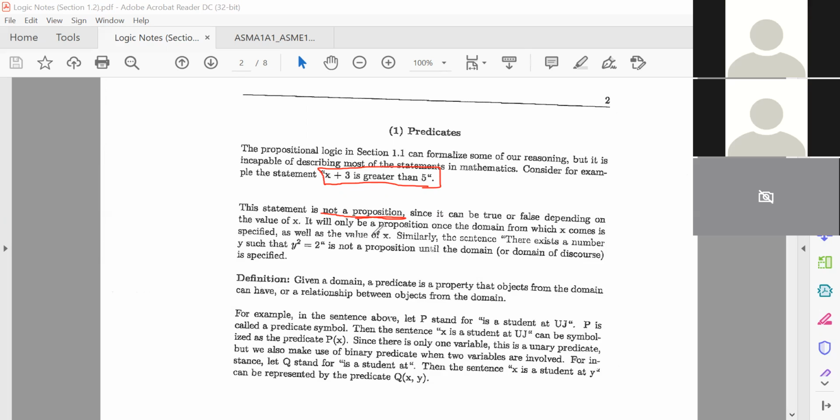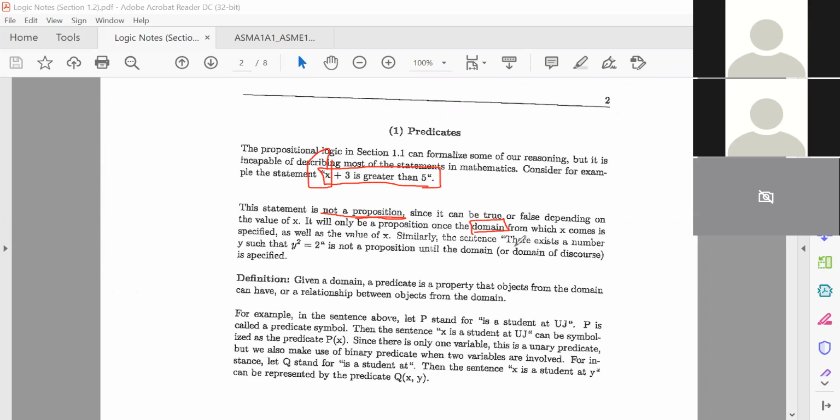Now it will only be a proposition once the domain is specified. The key here is that the domain from which x comes is specified. If I specify the domain where x is coming from, then this statement becomes a proposition, because it would either be true or false, but not both. All right.